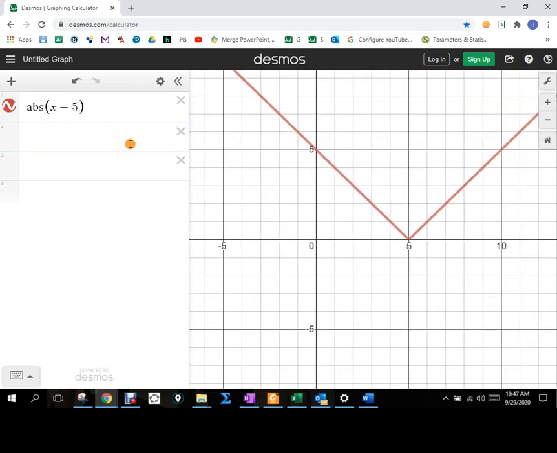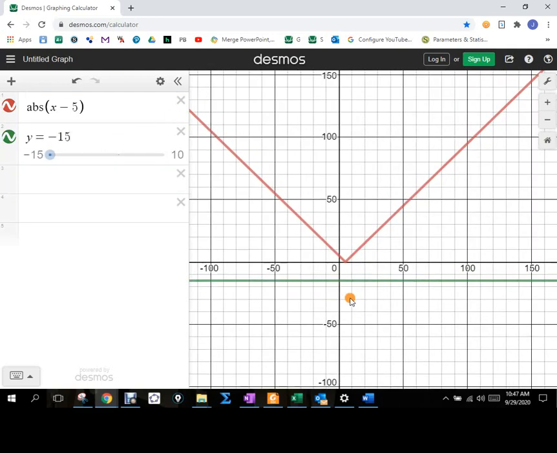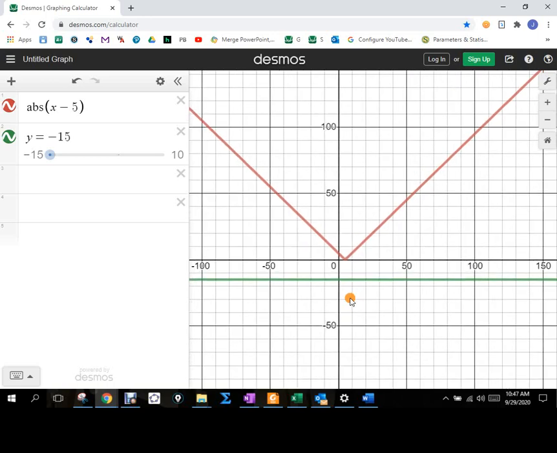If I do that, and then I look at the line y equals -15, remember we talked about how the solution to equations is the x value where the left-hand side and the right-hand side cross, right? They don't cross. Okay. So that's the graphical reason why we have no solution.